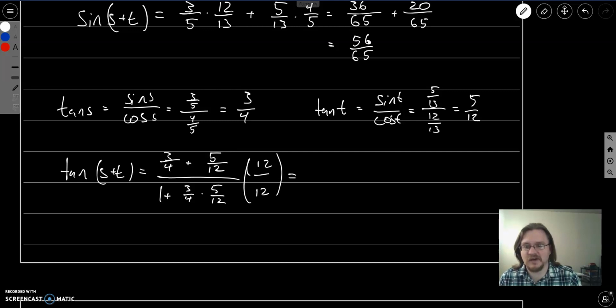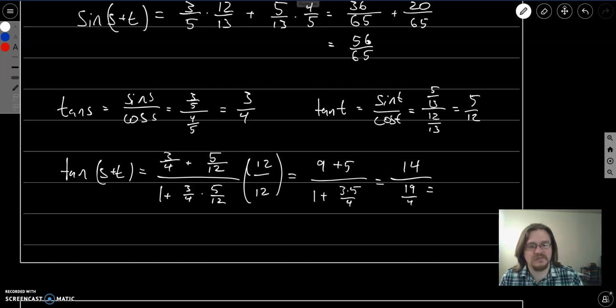So 3/4 times 12, that will be 9. 5/12 times 12 is going to be 5. The bottom, 1 plus, and then as I cancel this out, it'll cancel out with the 12 there. So this is going to be 3 times 5 divided by 4. And then here, the top will be 14. The bottom, if I need to combine this with 4, this is going to be 4/4. So 4/4 plus 15/4 is 19/4. So this whole thing will be 4 times 14, which will be 56 divided by 19.